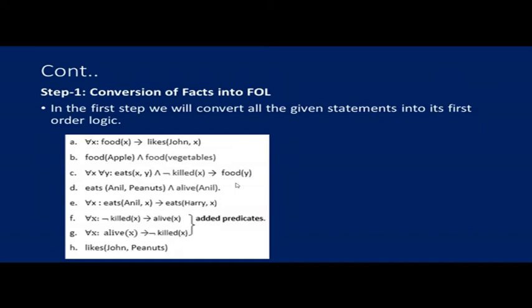The same way, for all X, alive of X implies not killed of X. So these two predicates need to be added. Finally, what we need to prove is likes John comma peanut, that is, John likes peanuts. We can represent the FOL in the form likes, the common word before the bracket, John comma peanut, which means John likes peanuts. We need to prove this one. So step 1 is over.